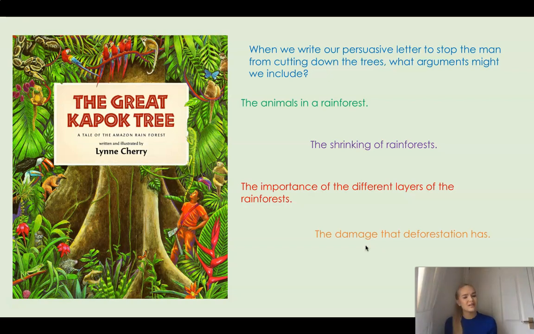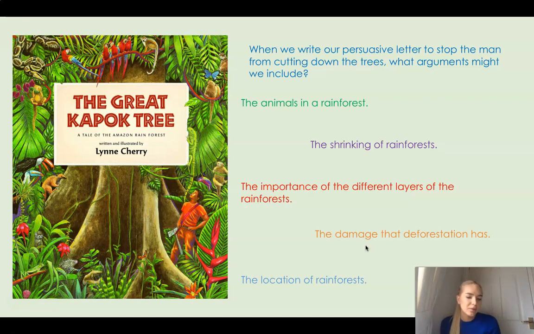And the whole damage that deforestation has, the fact that trees, they produce what? That's right, they produce oxygen. So actually, it's really useful for the animals because oxygen helps us to breathe. So the trees help produce oxygen, and that helps the animals too. So those are some of the arguments that you might talk about.